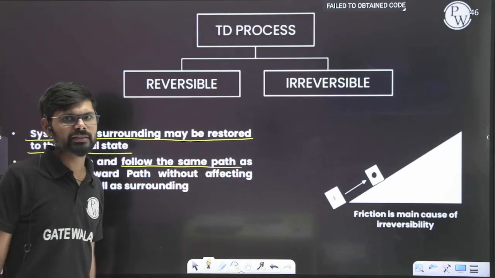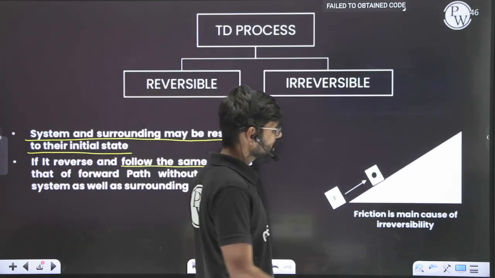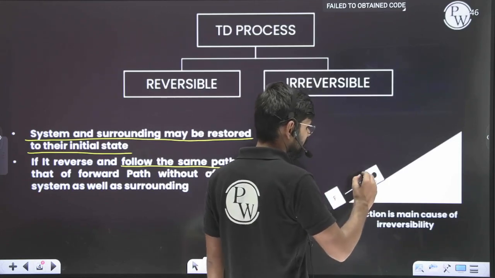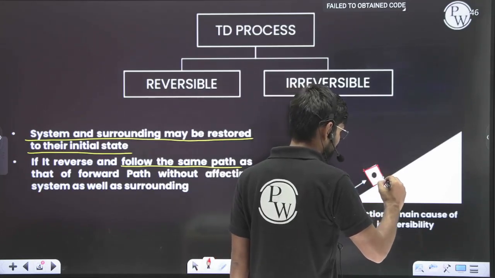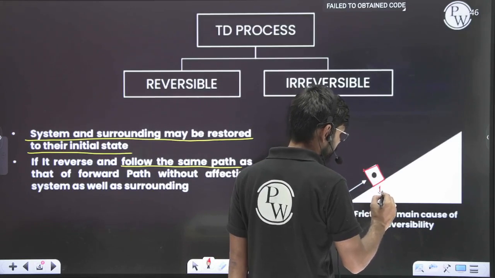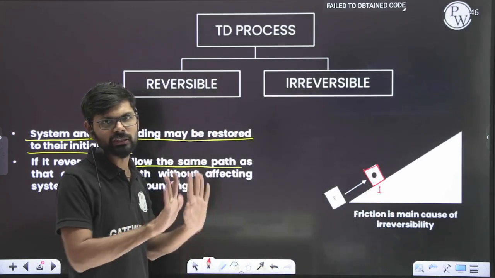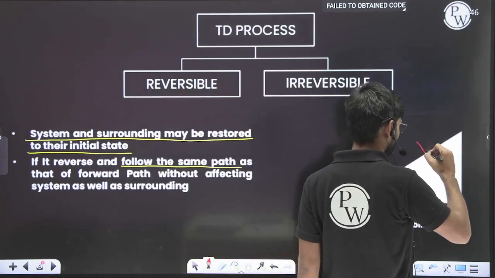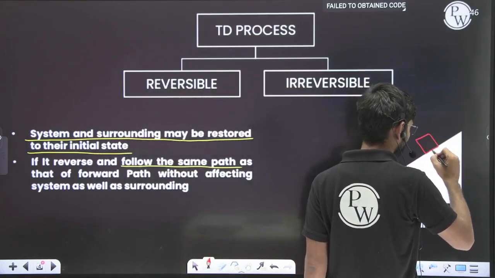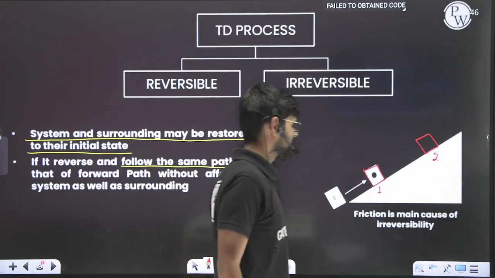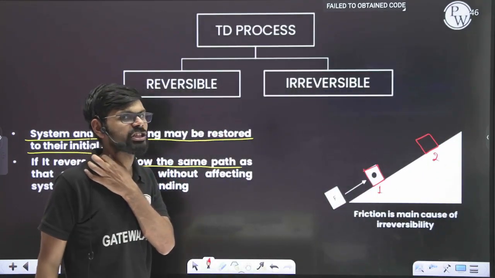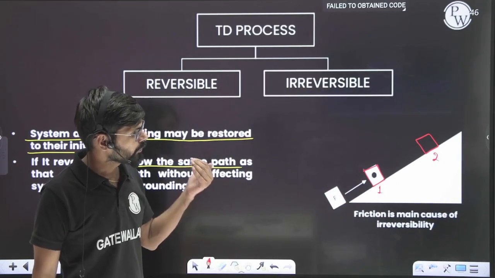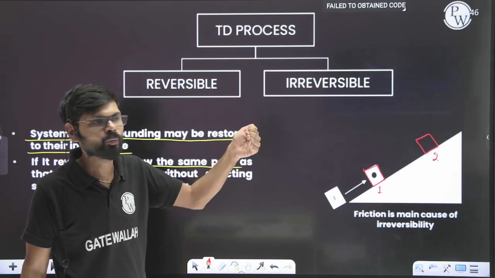Let me give you an example of one block. So let's say we have one block here. This is one block, and it is at one particular condition. Let's say the initial condition is 1. Now we are applying force here, and we reach from 1 to 2. This is the final condition. We started from 1 and reached 2.